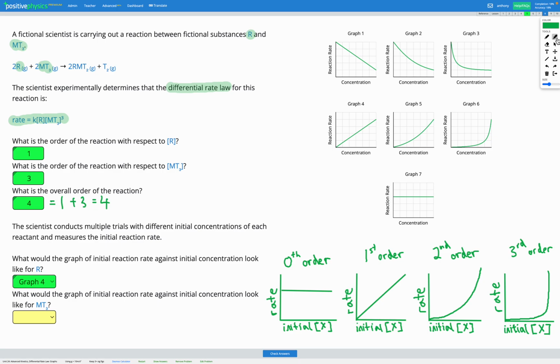For MT3, that one has an order of reaction of 3. So looking at our options at the bottom, third order, that has that curve that's a kind of steep, dramatic curve because it's a cubic curve rather than a quadratic curve. So looking at our options, that's going to be graph 6. It has that steep, kind of dramatic curve, which shows our cubic curve for third order. So it's going to be graph 6.